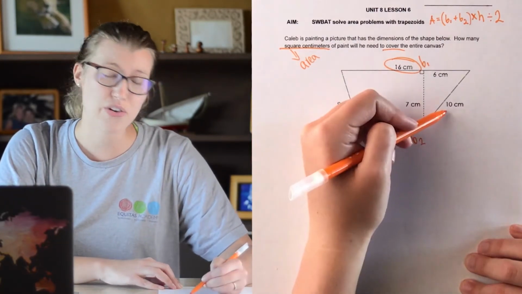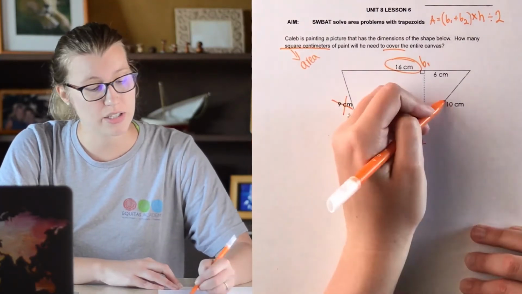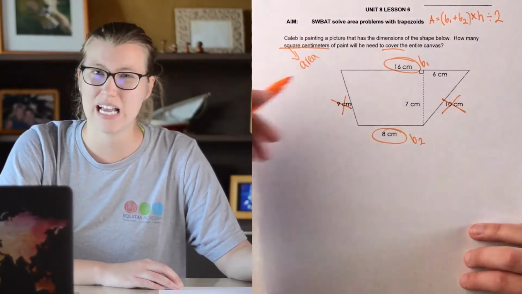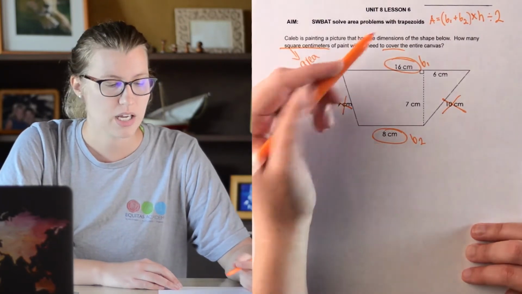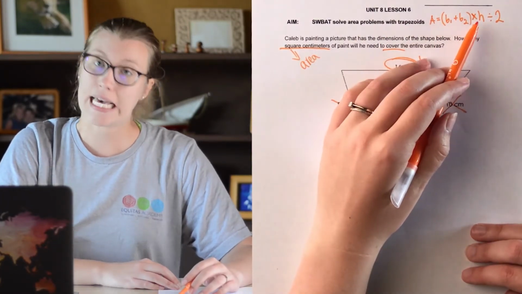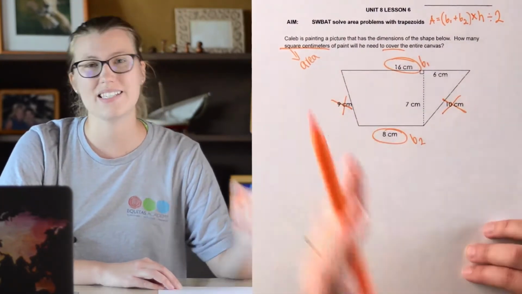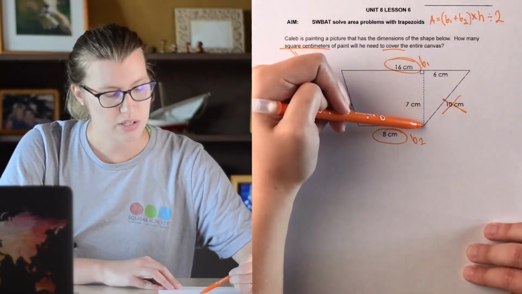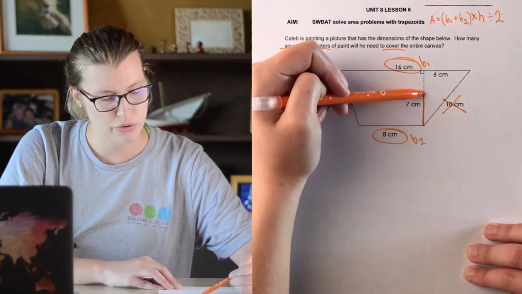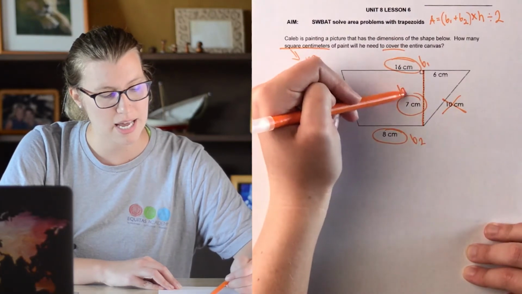Do I need the other two side lengths? No, not for area. I really don't care what these are. A lot of times I like to cross them out just so I don't get confused. Now I'm looking for a height. The height is the distance between those two sides. A distance is a straight line and it is always perpendicular. So I see this invisible line drawn right here from one base to the other. This has to be my height.